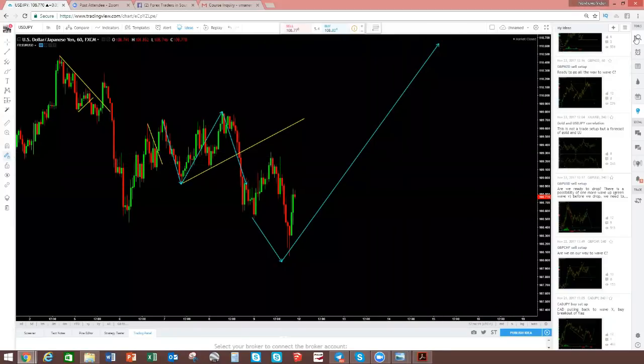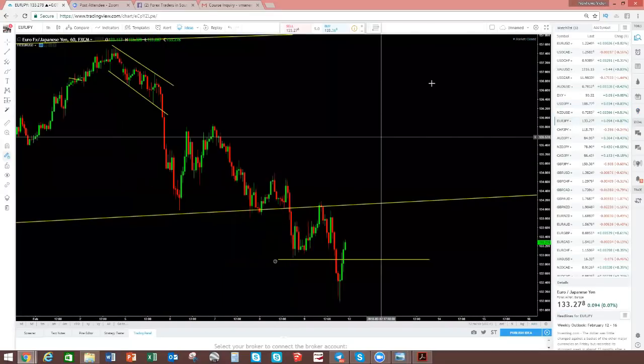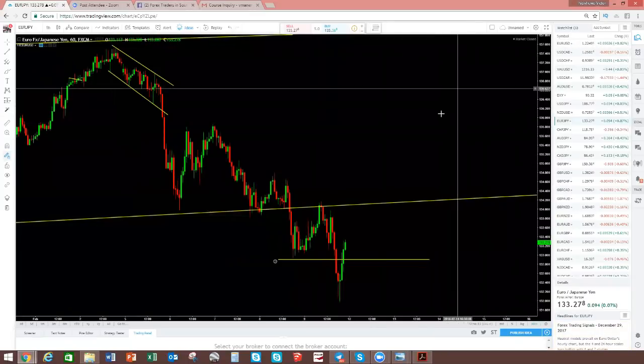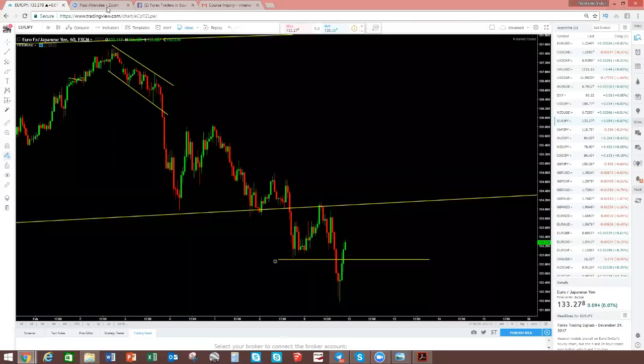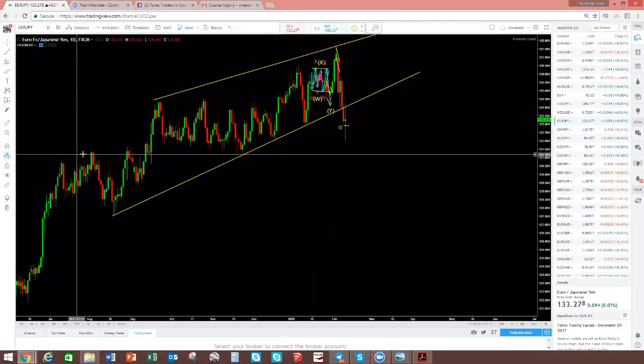That's US dollar JPY. Let's run through the yen pairs. EURJPY, I'm going to start with EURJPY. Very interesting. That's the one one of our students posted, the one that I showed at the beginning of the webinar. Let's go higher time frame and show you how interesting this one is. Let's go daily EURJPY.